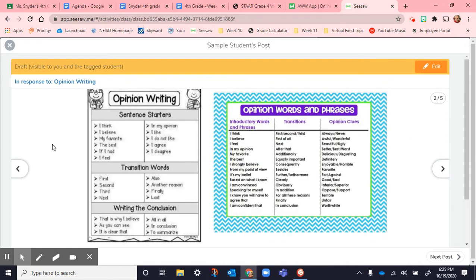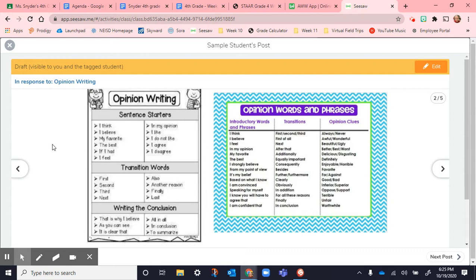Then we looked at some different starters, transition words, things that we can do with our conclusion, different opinion types of things like clue words and stuff like that. So we went through this list and we talked about some that we liked. We talked about having those go-tos.